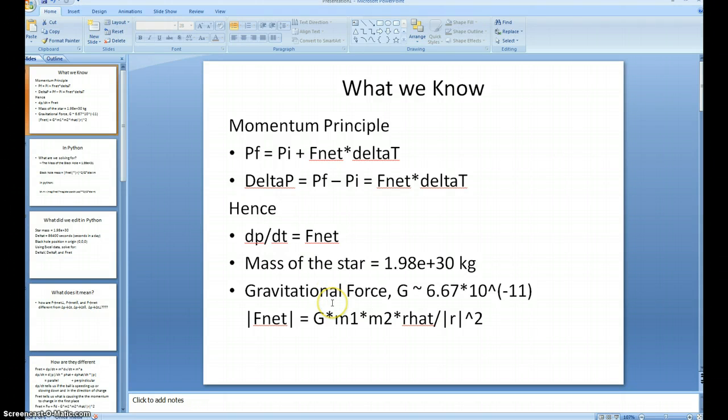We also have our gravitational force, with a gravitational constant that is equal to 6.67 times 10 to the power of negative 11. And the magnitude of that gravitational force is the gravitational constant times the product of the two masses times the direction, r hat, divided by the magnitude of r, the distance between those objects, squared.